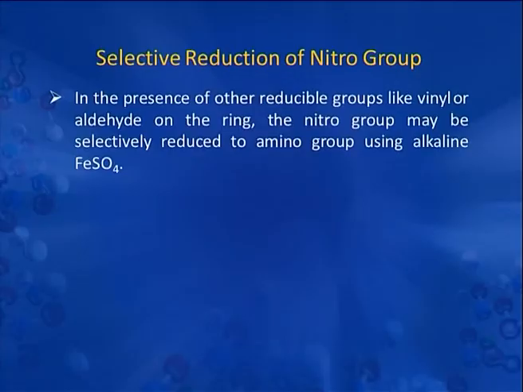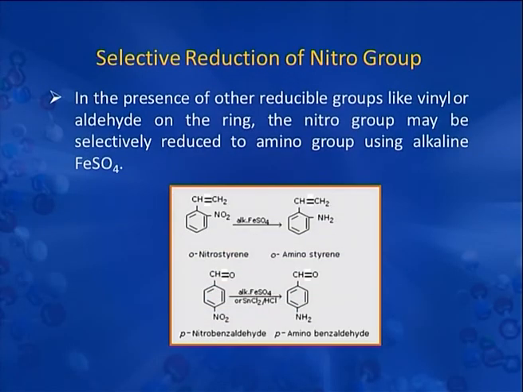We will now discuss selective reduction of nitrobenzene. In the presence of other reducible groups like vinyl or aldehyde group on the ring, the nitro group may be selectively reduced to amino group using alkaline ferrous sulphate. In this molecule you can see it has a vinyl group here at ortho position to the nitro group. When we undergo reduction with alkaline ferrous sulphate, this carbon-carbon double bond or vinylic group is not affected, only the nitro group is reduced to NH2, and that is why this reduction is called selective reduction.